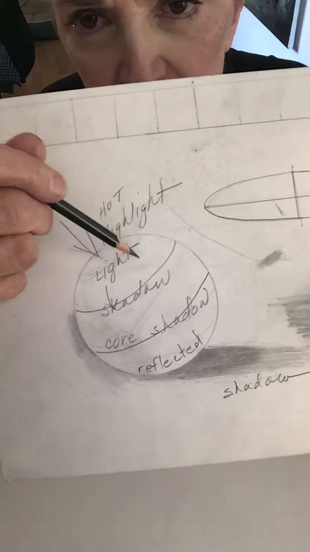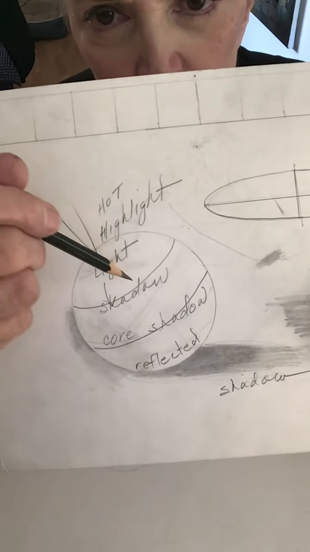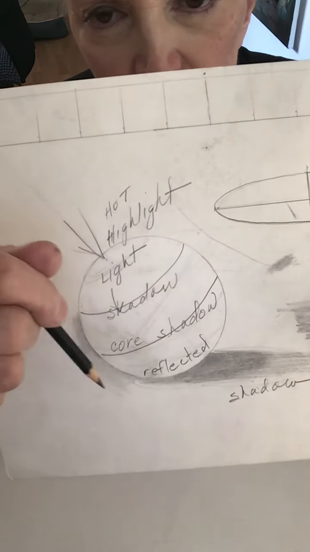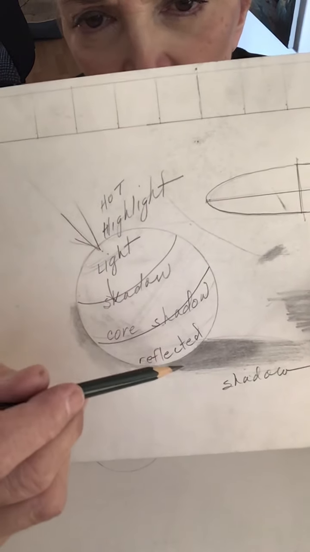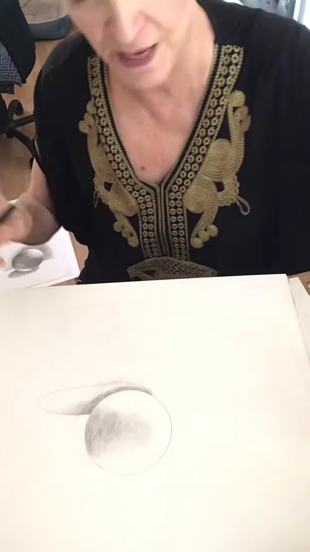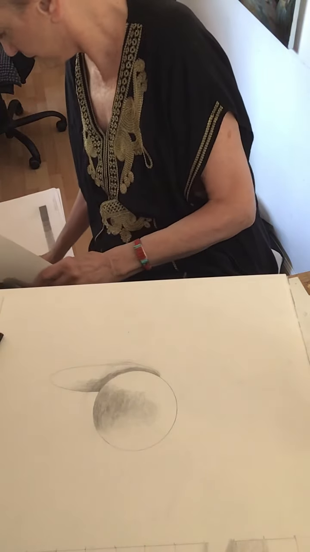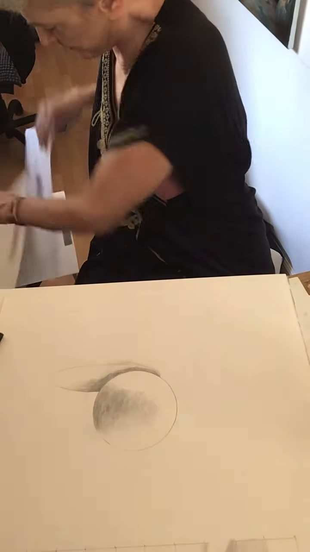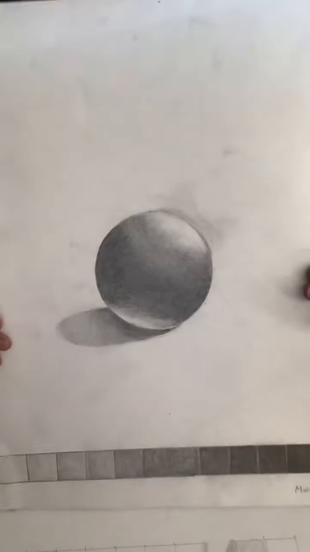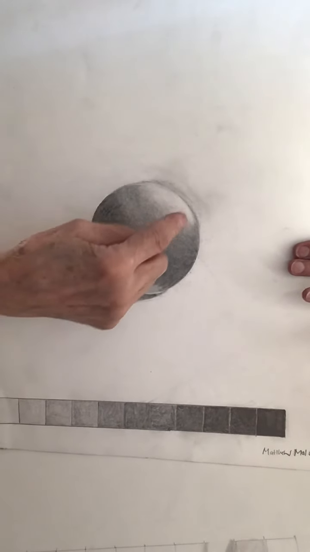So what happens is, we get our, what I call hot highlight. That should be the paper color. Then it goes gradually down through the values till we get really to what's called the core of the shadow, the darkest part. And then we have some reflected light at the bottom, and that serves to really pop this one's better. Reflected light serves to pop the bottom forward and then makes it look more three-dimensional.